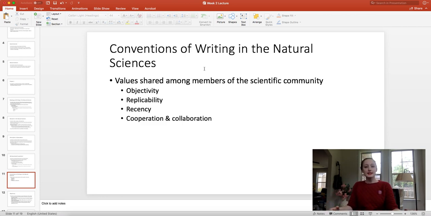So in the natural sciences, things move very quickly. So you probably won't see a lot of scholars in the natural sciences citing research from like 100 years ago, because things have changed. The latest cutting edge research is what is most important. So they're looking for things that are recent. And scientists also value cooperation and collaboration. So we're going to talk about each of these and how these values manifest in writing in the natural sciences.